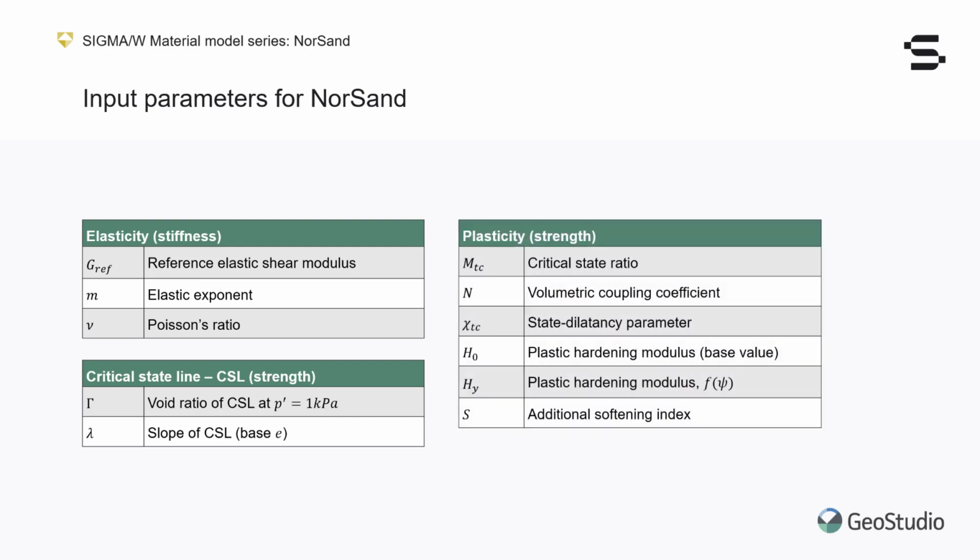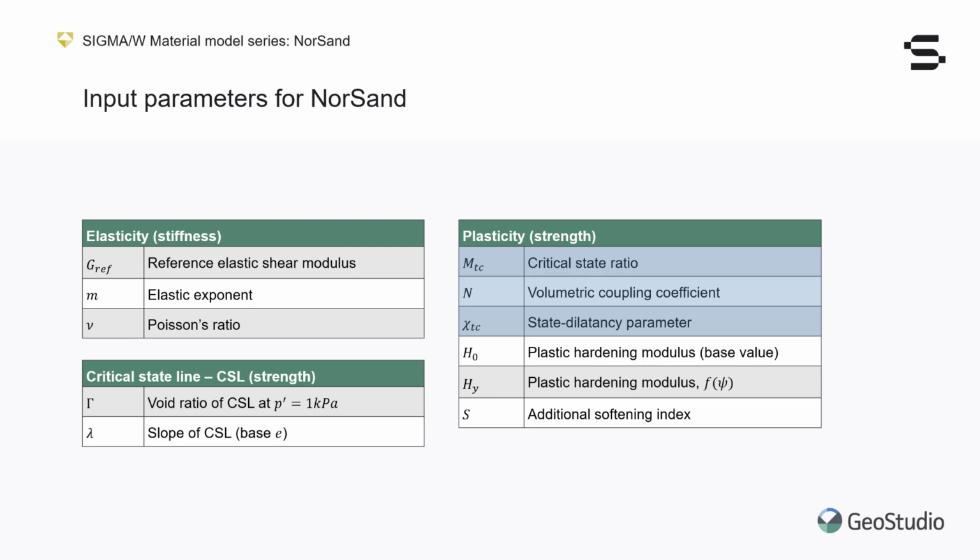The final set of NorSand parameters relates to plasticity, namely the critical state ratio, the volumetric coupling coefficient, the state latency parameter, the plastic hardening modulus components, and an optional additional softening index. Of these 6 parameters, 3 are directly calibrated using triaxial compression test results.